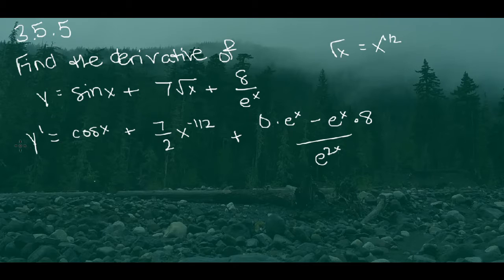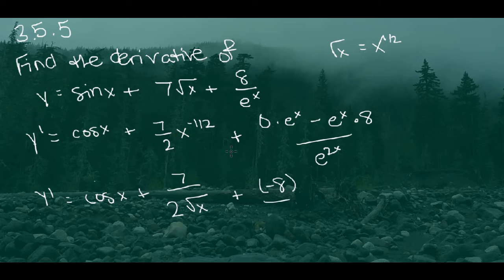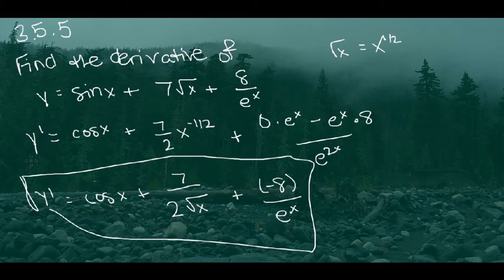Okay, so let's simplify what I have here. So cosine x up front. And then if I want to rewrite this, I can rewrite it as 7 divided by 2 times the square root of x. Then over here, what do I have? Well, I have negative e to the x times 8, but I'm dividing by e to the x 2 more times, right? So I really have -8 over e to the x. And there you have it. That is the derivative of the function that we were given.